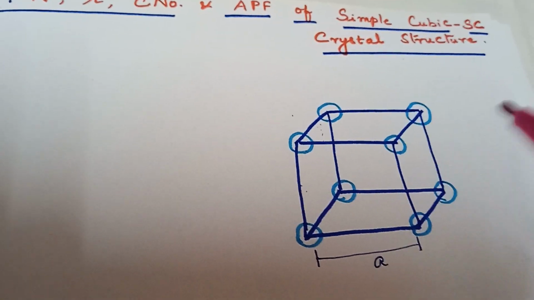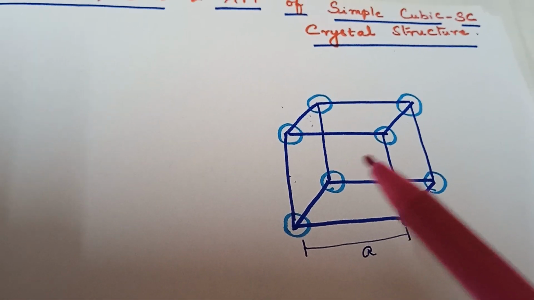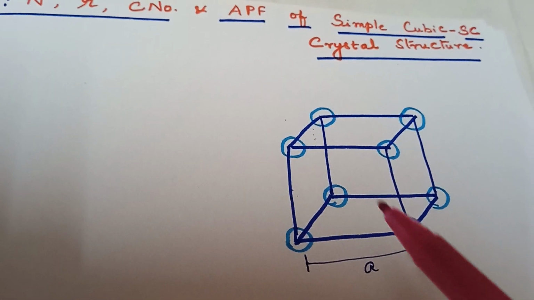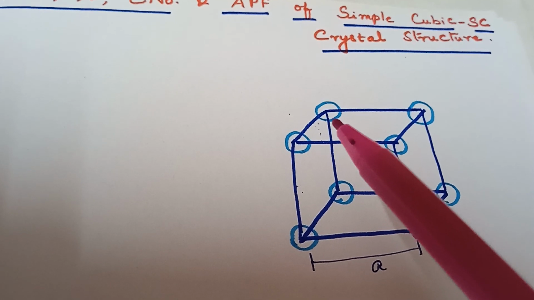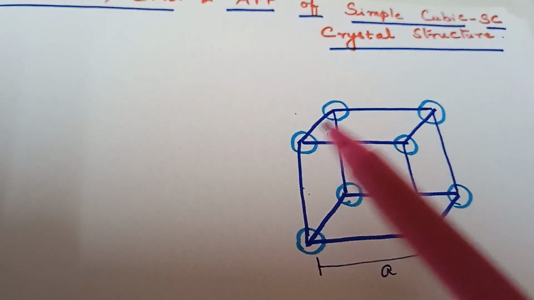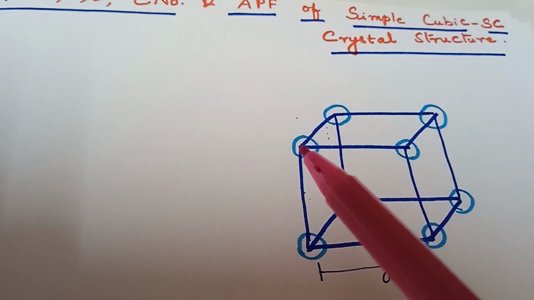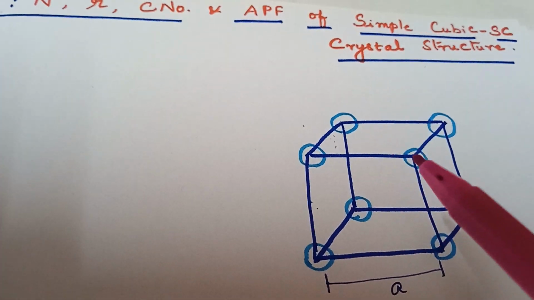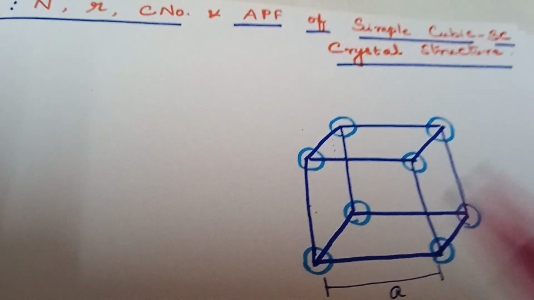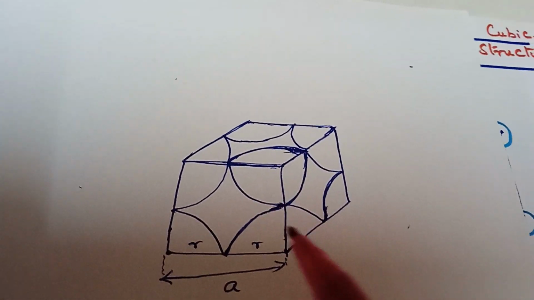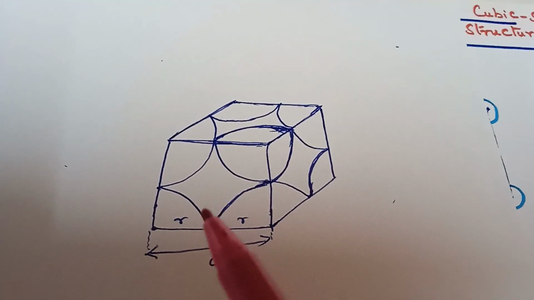Now, a simple cubic crystal structure is shown in the diagram. It consists of 8 corner atoms. The arrangement of atoms is in such a way that the adjacent corner atoms touch each other, whereas the diagonally placed atoms are not connected. So it is shown in this diagram, drawn in a two-dimensional way.